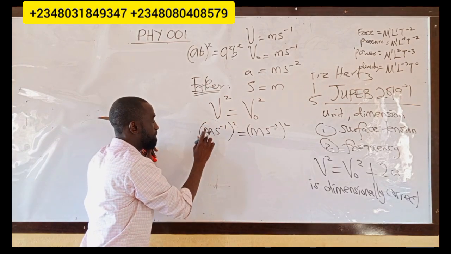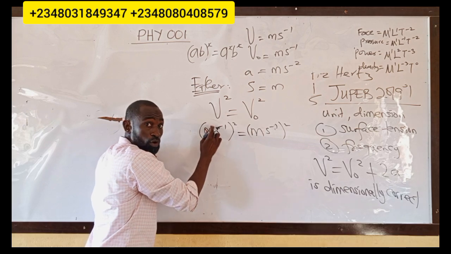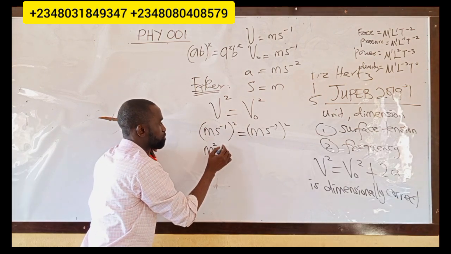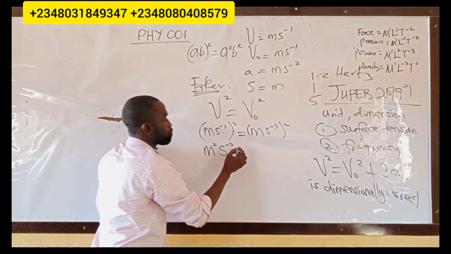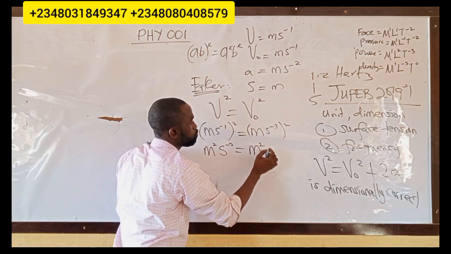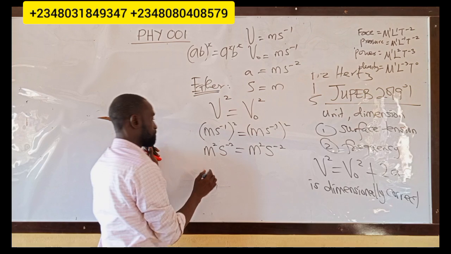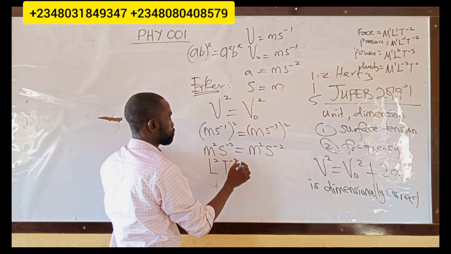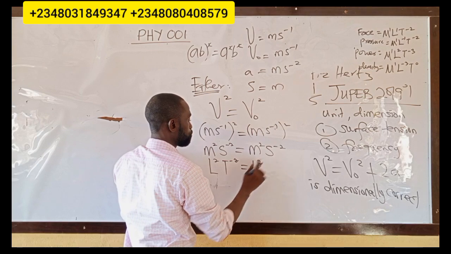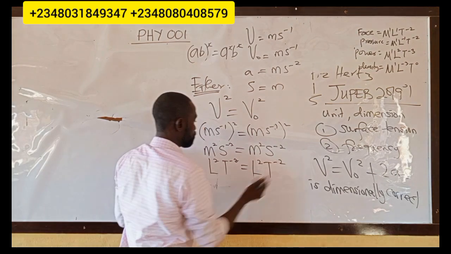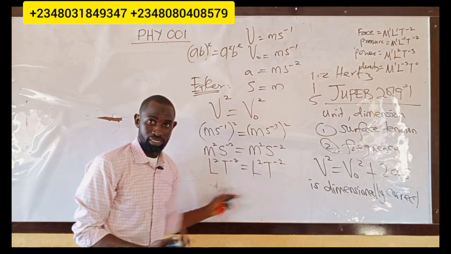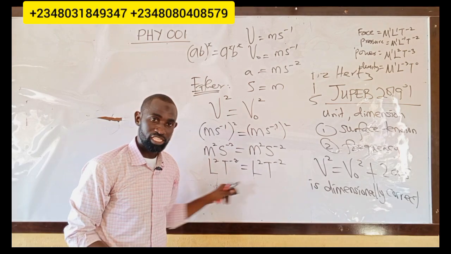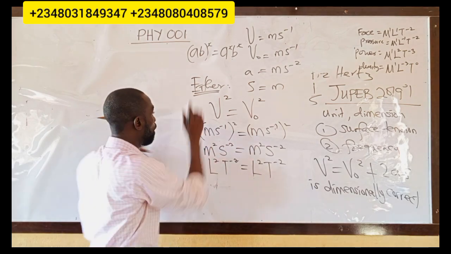Mind you, this one was 1 before, so 2 times 1, M raised to power 2, T raised to power minus 2. It equals M raised to power 2, T raised to power minus 2. So what is the dimension? M power 2, T power minus 2, and M power 2, T power minus 2. They are the same thing. That's the first thing.